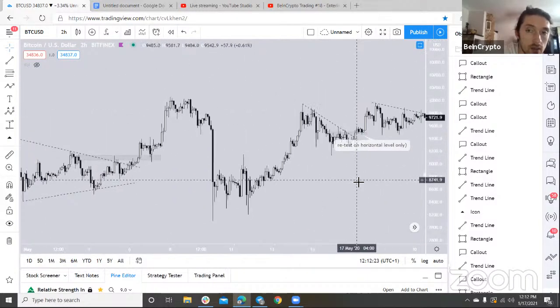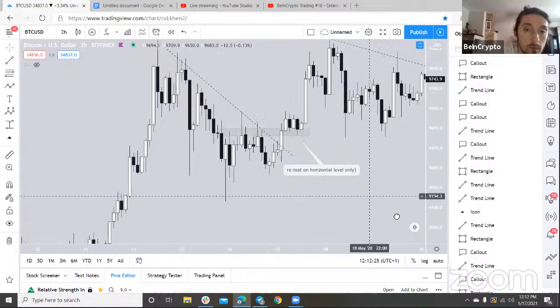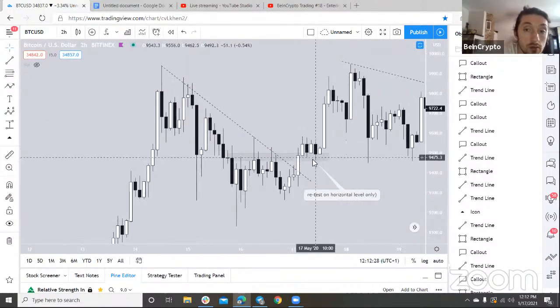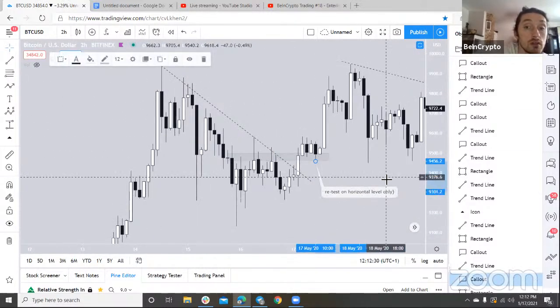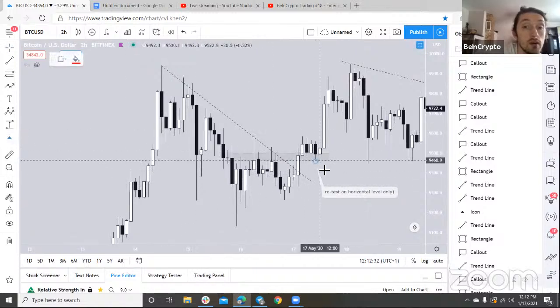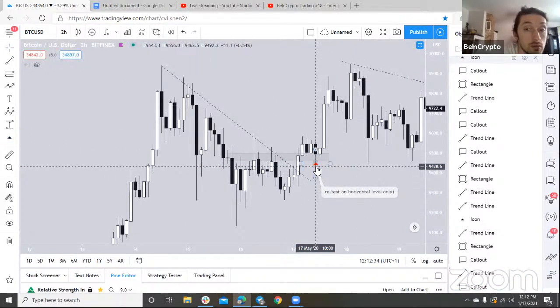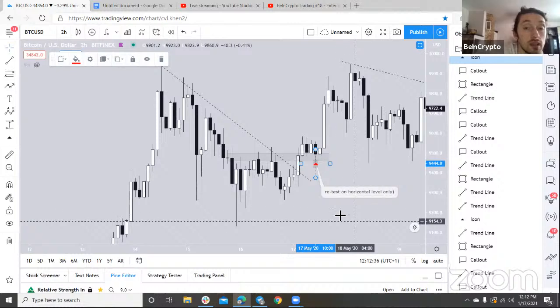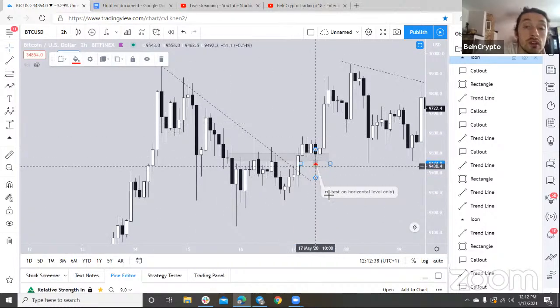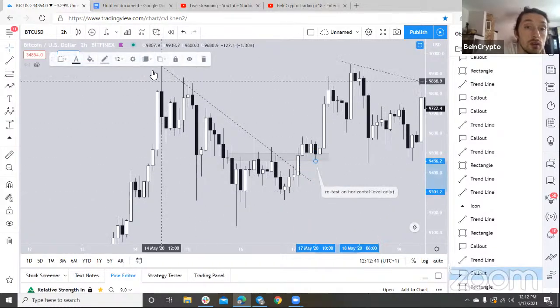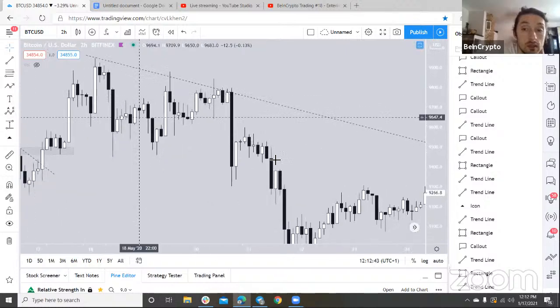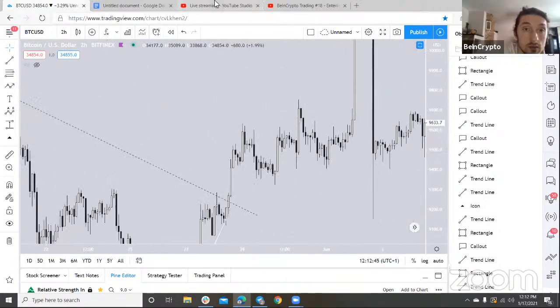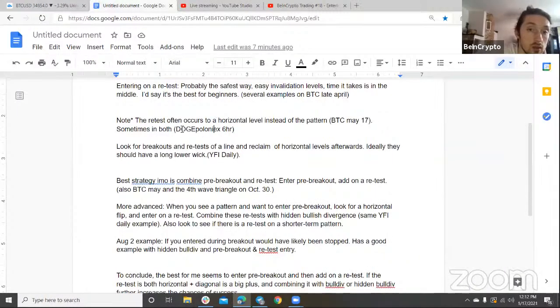And I think okay, so May 17, breakout, retest only on the horizontal level, right? So keep in mind, this happens a lot, so you don't get a retest of the line, but you get a retest of the horizontal level. And here you didn't get one at all.